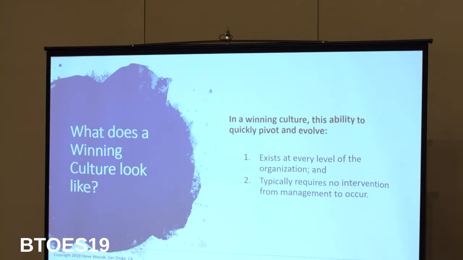Again, this ability to quickly pivot and evolve exists at every level of the organization. And it typically requires no intervention from management to occur, because now everybody's making good decisions. You are going to start seeing this magical and awesome thing happen, because you're going to worry about something, because everybody worries about something, right? And you're going to go over there, and it's going to be awesome because they already took care of it.